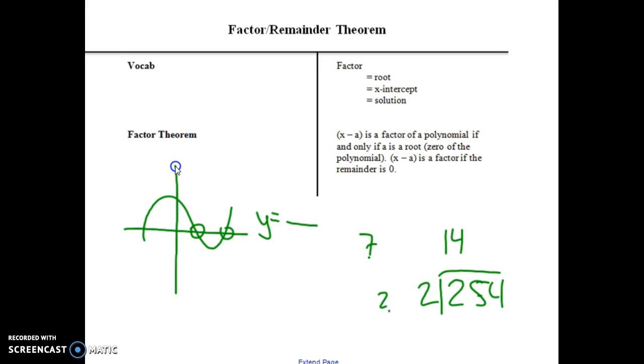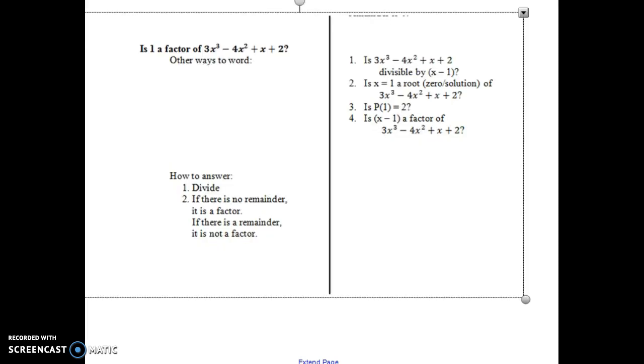The same theory applies with polynomials. A particular number is a root, a factor, an x-intercept, or a solution if it, in binomial form, is a factor of the entire polynomial. In other words, there's a remainder of 0. It goes in evenly. So let's take a look.